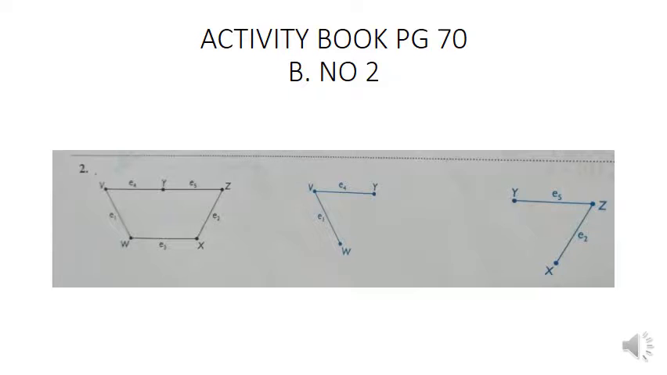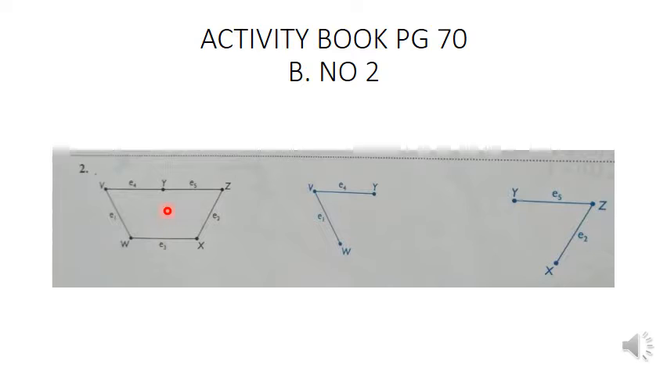Okay, next, activity book page 70, part B number 2. Look at the given graph. You need to draw 2 subgraphs. Okay, the graph is big. So you only focus on a small part of the graph and then you draw. For example, you focus on this area and then you draw a subgraph.